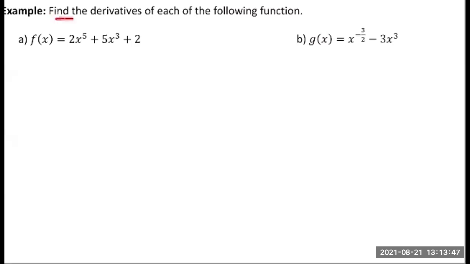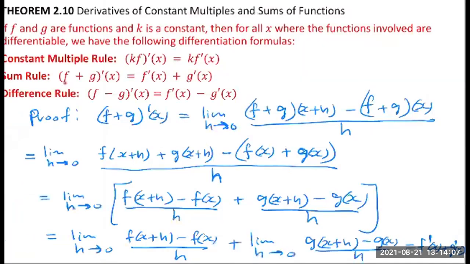In this example, find the derivatives of each of the following functions. Let's find the derivative of this function first. Part A, f prime of x. How do you find the derivative? First of all, notice that using the sum rule, you can take the derivatives of each individual function. This sum rule tells you how to differentiate when you have a sum of two functions. Even if you have a sum of more than two functions, you can have a similar argument.